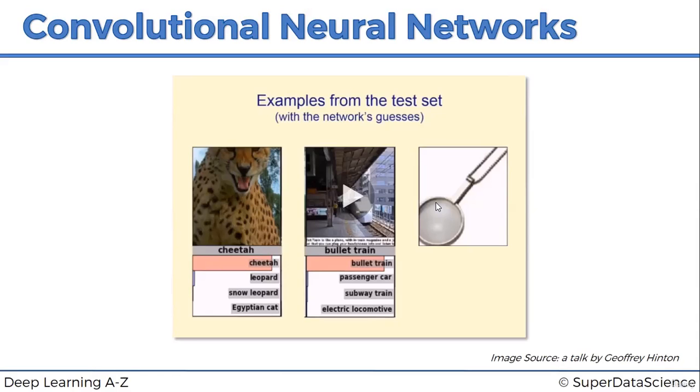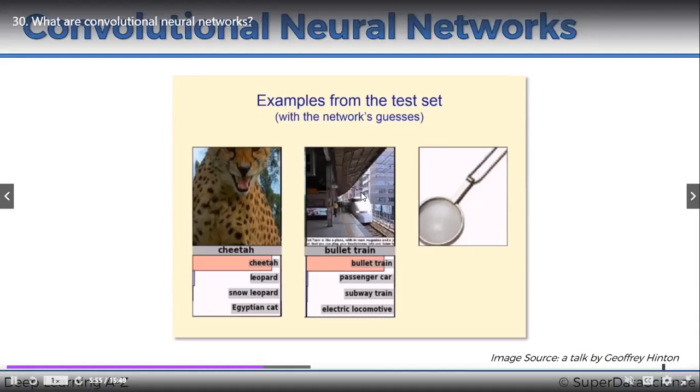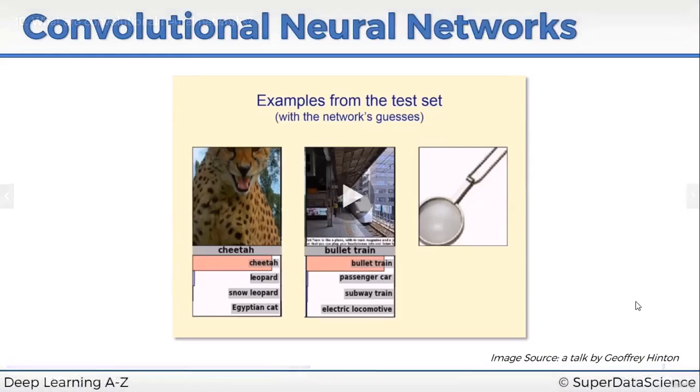Then the second one, what you can see here, is a bullet train. So the neural network was able to distinguish between the bullet train, passenger car, subway train, or electric locomotive. Those are the top choices.